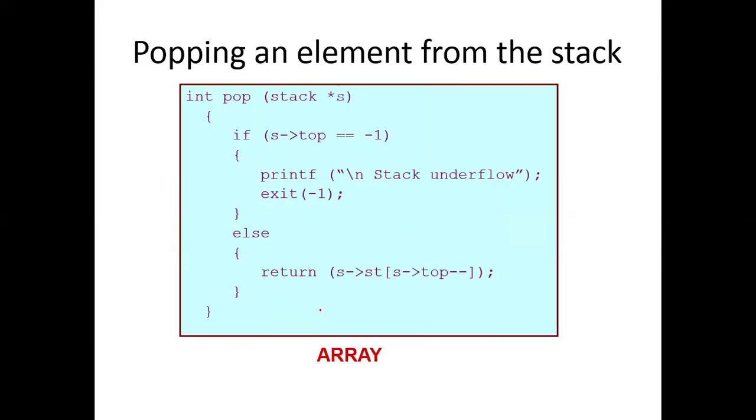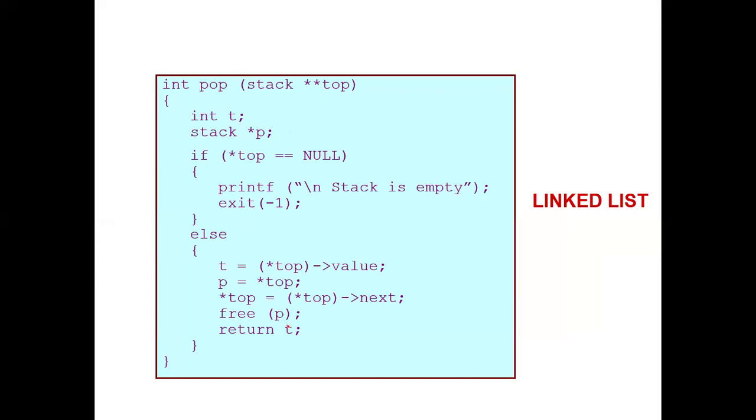If you're going to pop an element, first we have to check whether the stack is empty or not. Only if you have some data in the stack can you delete it. So first we check whether the stack is underflow or not. If not, we decrement the top value, and the memory allocated for that will be automatically deleted. Here also, instead of decrementing the top value, we just move the position of the top from the first to the next one, and we free that memory.